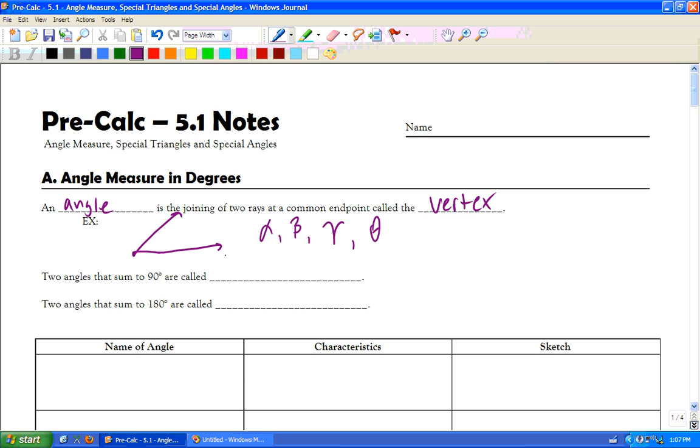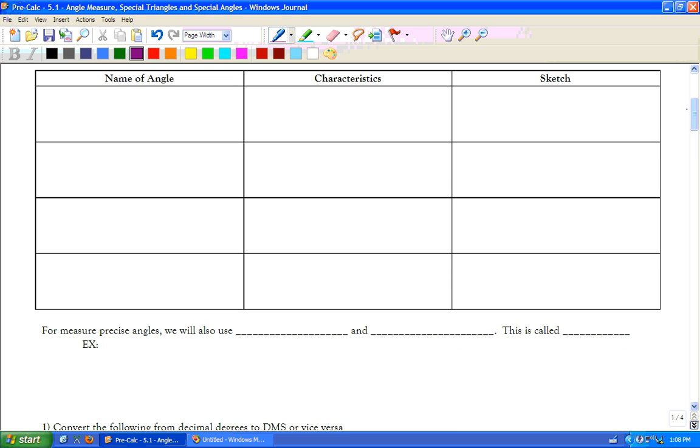Two angles that sum to 90 degrees are called complementary. Two angles that sum to 180 degrees are called supplementary. Neither of these should be surprising, nor should the next pieces of information. There are some different special angles and properties, just a quick review of these.